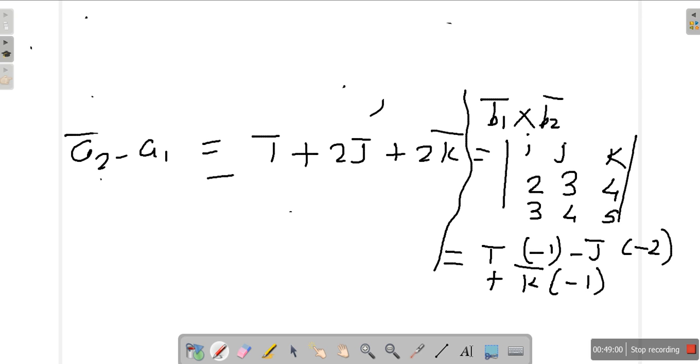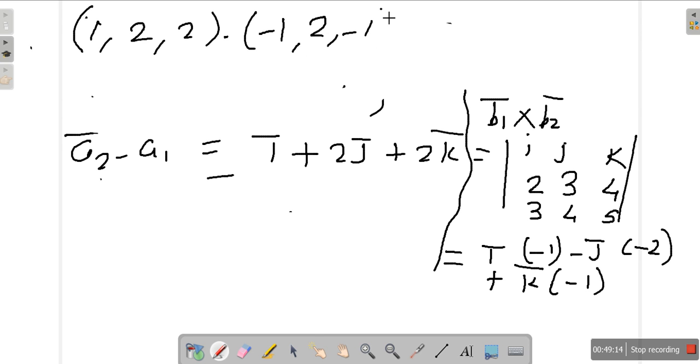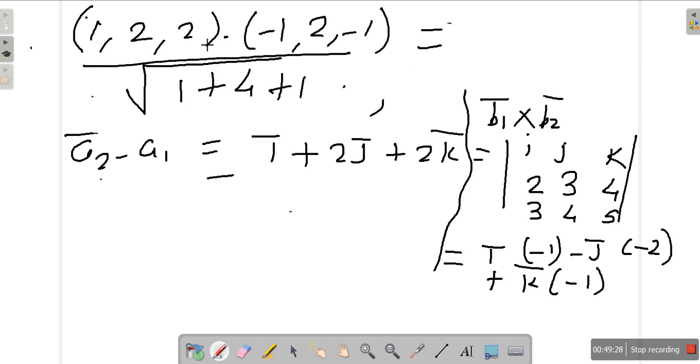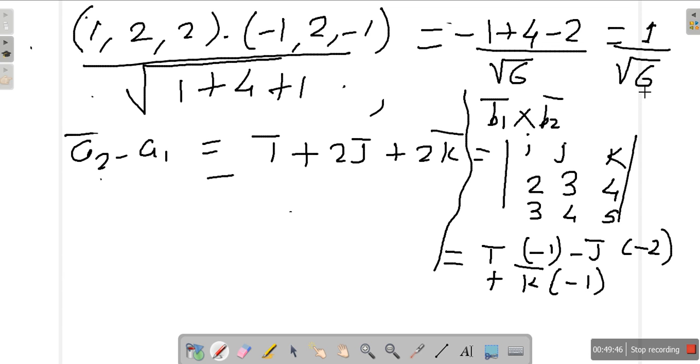It is A2 minus A1 dot B1 cross B2. So 1, 2, 2 dot minus 1, 2, minus 1, their dot product, upon mod of this: minus 1, 2, minus 1 should be 1 plus 4 plus 1. So 1 into minus 1 is minus 1, 2 into 2 is 4, 2 into minus 1 is minus 2, upon root 6. So the answer will be 1 upon root 6. Please take a good look. The answer is 1 upon root 6.